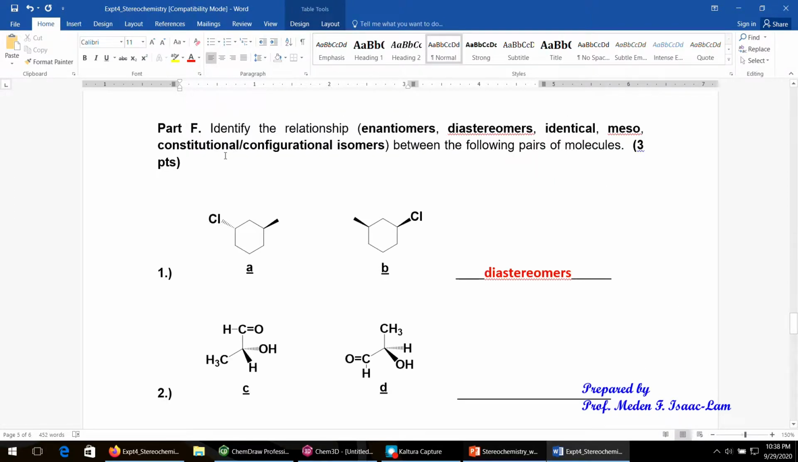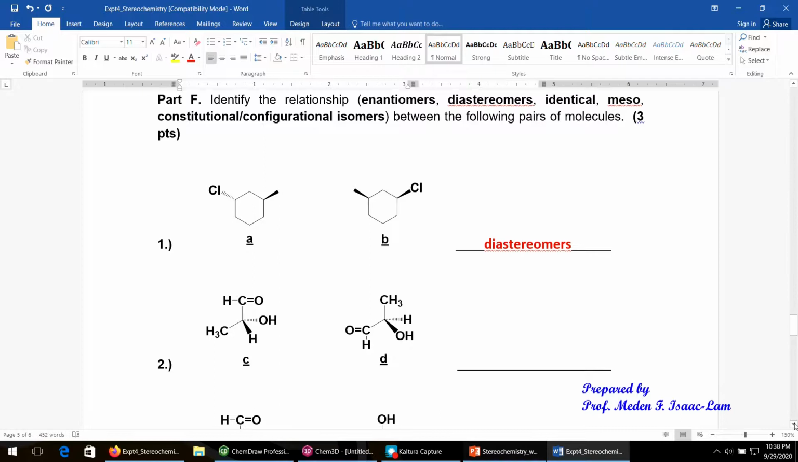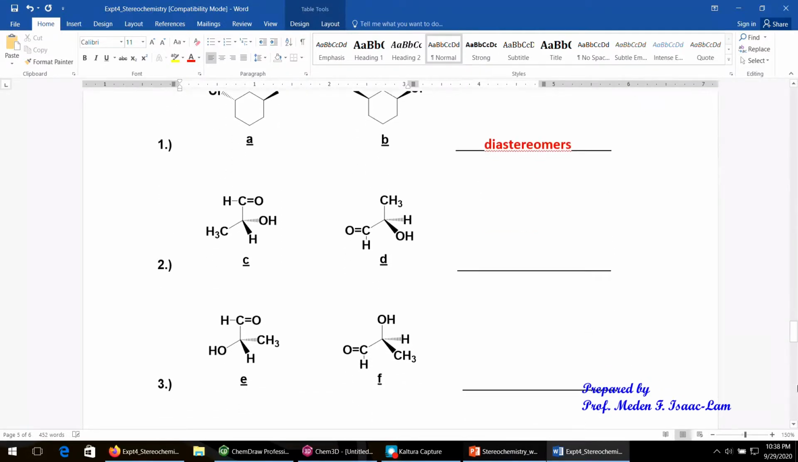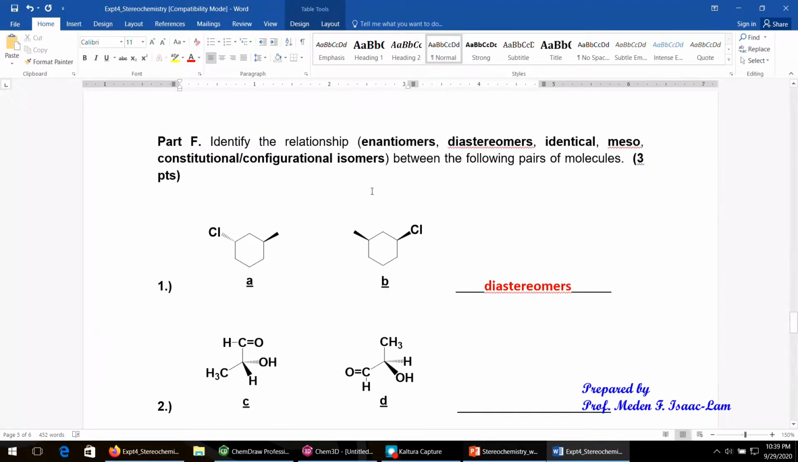For part F, you are going to identify the relationship of the given pairs of molecules. So for number 1, these are trans and cis isomers, and these are diastereomers. Now, you are going to do the same thing for example number 2 and number 3, and then you are going to identify whether the pair of molecules are either enantiomers, diastereomers, identical, meso, constitutional, or configurational isomers.